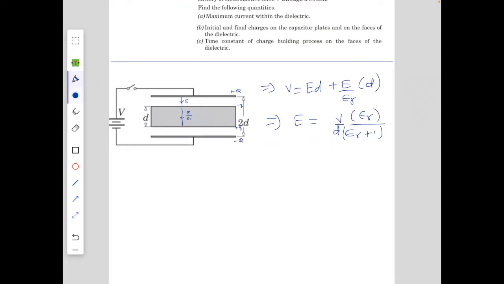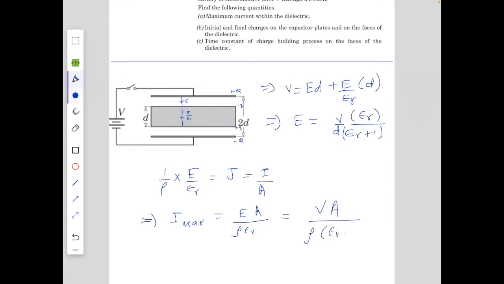Now we can write an expression for the current density as 1 by rho multiplied by the electric field in the dielectric, which is E by epsilon r, equals the current density J. So this is current per unit area, so this is I by A. So from here, the maximum value of current, I maximum, will be equal to E A over rho epsilon r, which is equal to V A over rho times epsilon r plus 1. So this is the answer for part A.